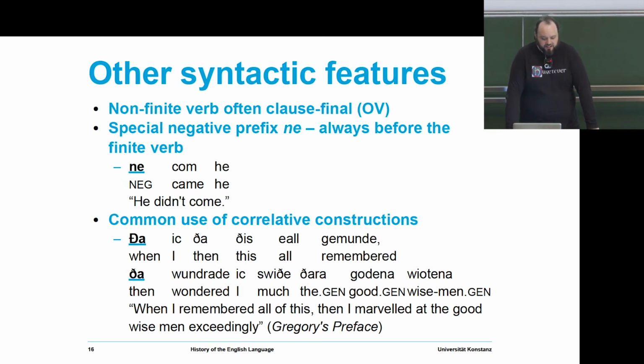We also find a special negative prefix, and the negative prefix is ne. So there isn't a word like not or nicht in Old English. If you want to negate a proposition, you just stick on a ne in front of the finite verb. So here in the example, ne kom he. Negative prefix, came he. So this ne is how you do negation in Old English. That changes later on, and we'll get to how it changes, because that's interesting too. It gets replaced by not eventually.